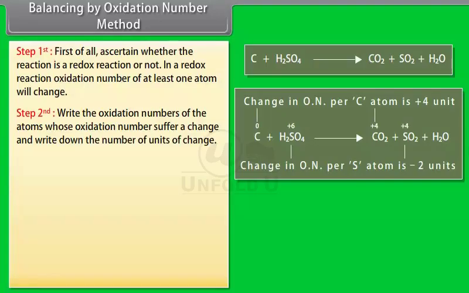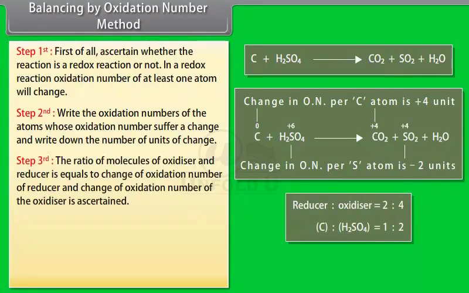Write the oxidation numbers of the atoms whose oxidation numbers suffer a change, and write down the number of units of change. Step third. The ratio of molecules of oxidizer and reducer is equal to the change of oxidation number of reducer and the change of oxidation number of the oxidizer, which is ascertained. If the ratio is not a simple one, make it simple.